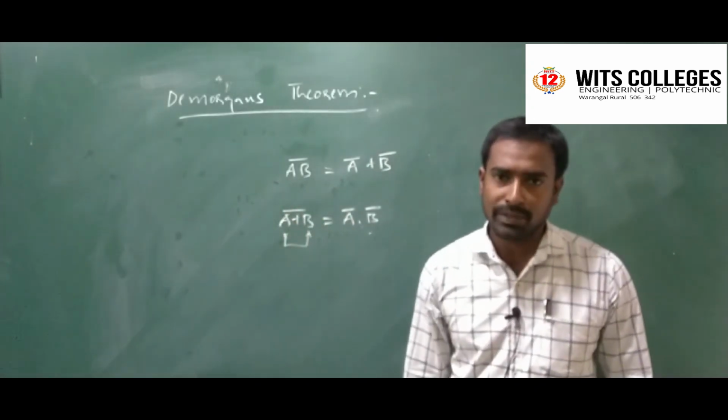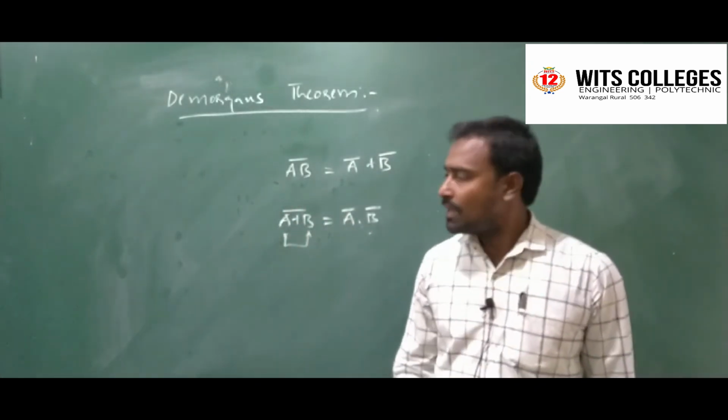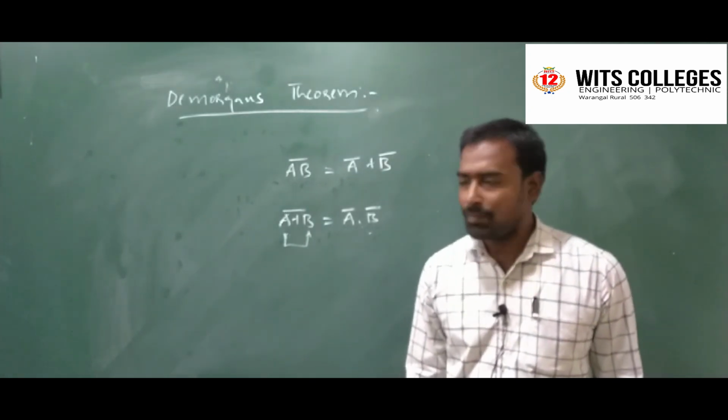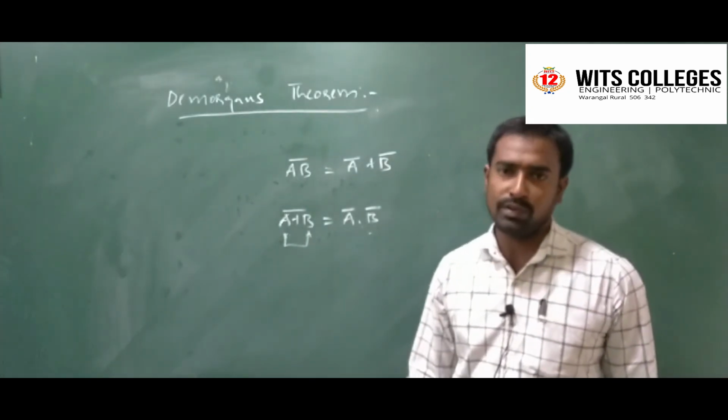We are using these two De Morgan's theorems to simplify Boolean expressions. In the next class we will solve Boolean expressions by using these different types of Boolean laws.